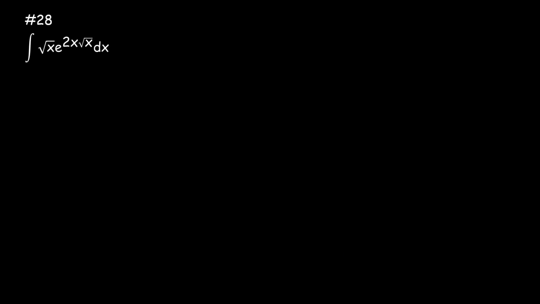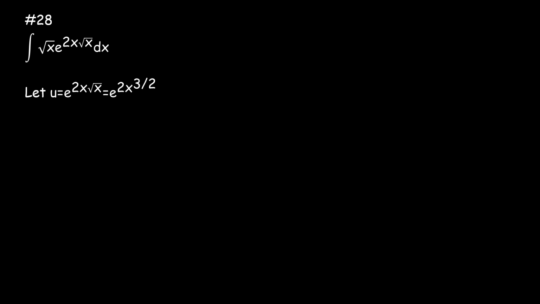Question number 28. We have the integral of square root of x e to the power 2x square root of x dx. So if we take a look at the x and the square root of x, we can see that they have common bases. We can simplify using the law of indices. So if we let e to the power 2x square root of x be equal to u, then we simplify it. It will be 1 plus a half, which is basically 3 over 2. So that will be e to the power 2x to the power 3 over 2.